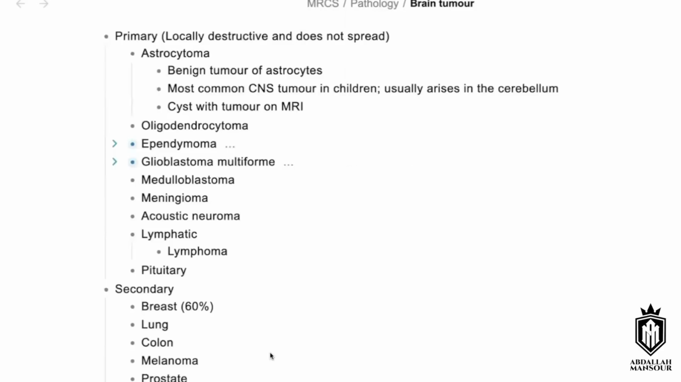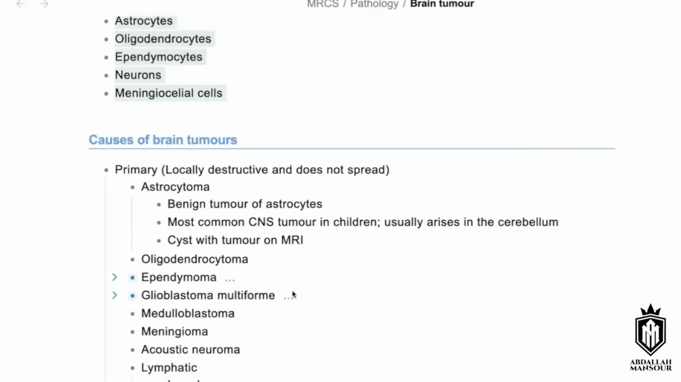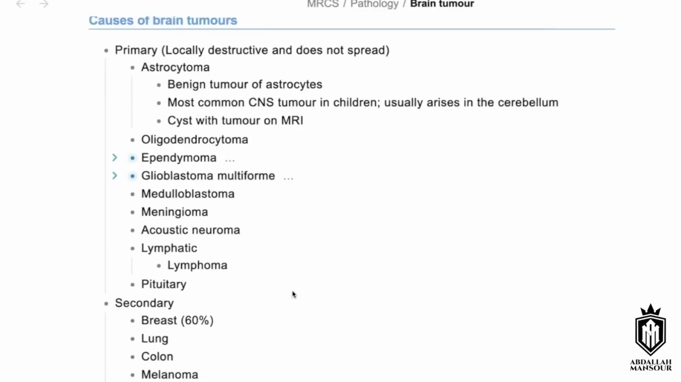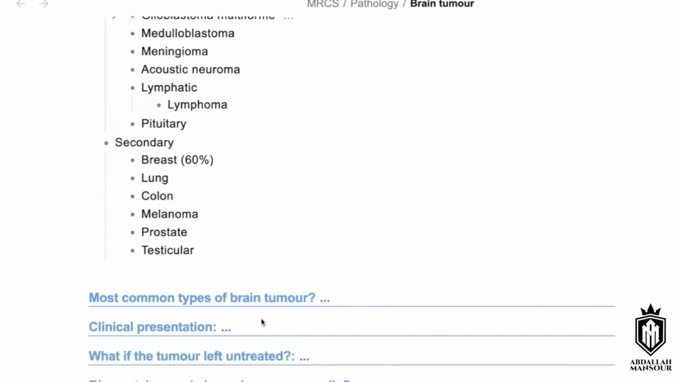All right, so this is just for your understanding. You want to remember the cells, and therefore you will be able to remember the types of tumor: astrocytoma, oligodendroglioma, ependymoma, glioblastoma, medulloblastoma, meningioma, acoustic neuroma, pituitary tumors, and also lymphoma. And for secondary, the commonest organ that sends metastasis to the brain is the breast.